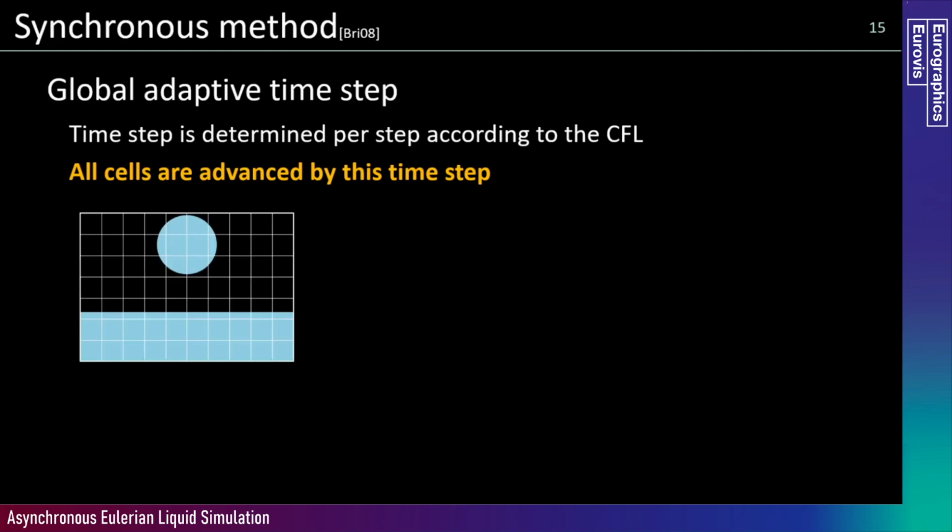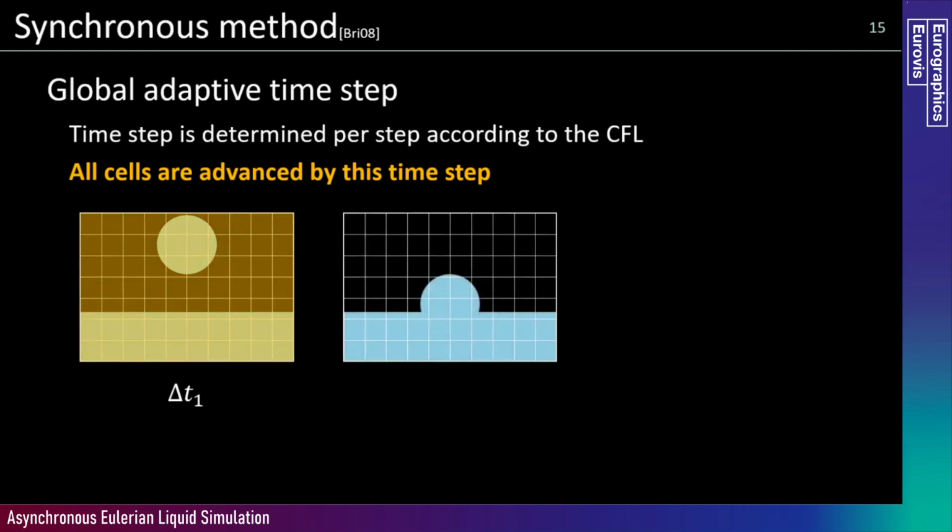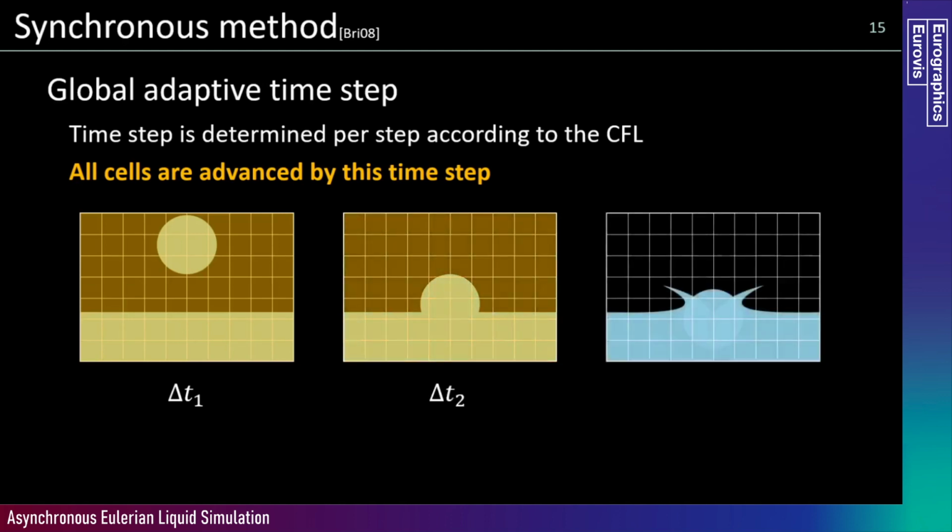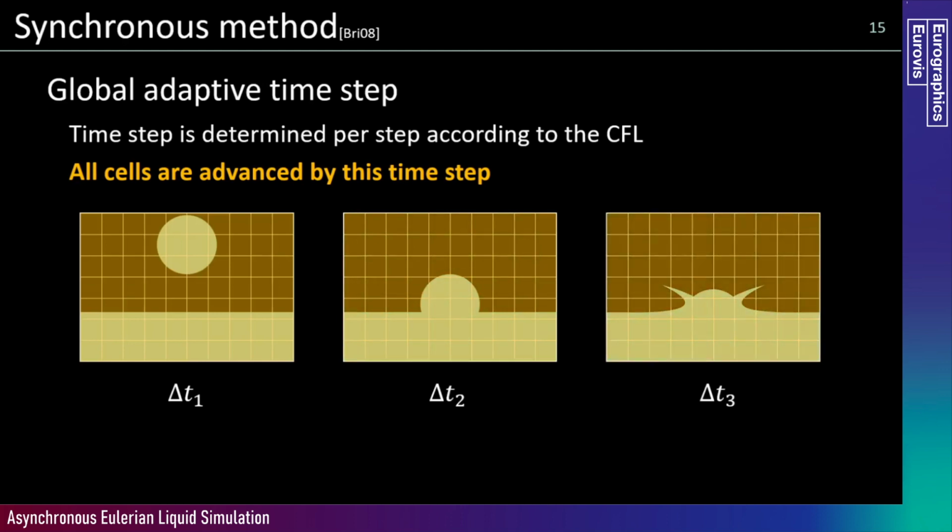For example, decide delta t1 at the first time step and advance all regions with it. In the next step, we estimate time step delta t2 and advance again, and continue this strategy. Since they decide the time step from the maximum velocity, all regions satisfy the CFL condition.